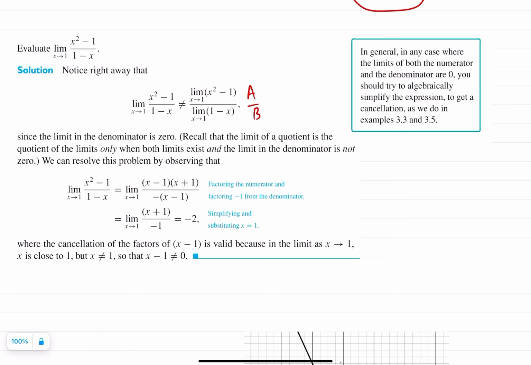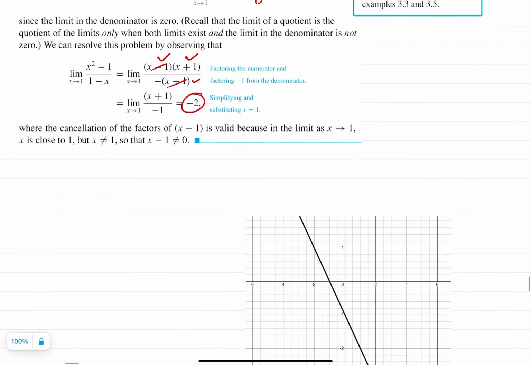Okay, here what we can do is factor x squared minus 1, which will be x minus 1 times x plus 1. And for the bottom, you can simplify it as negative (x minus 1). Then you can cancel the terms, and now you can use the limit law, or you can simply put x as 1 and you will get negative 2 as the limit.